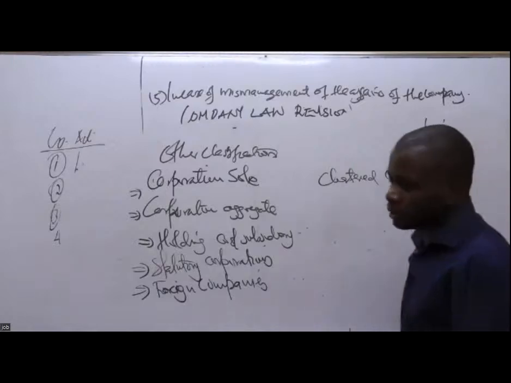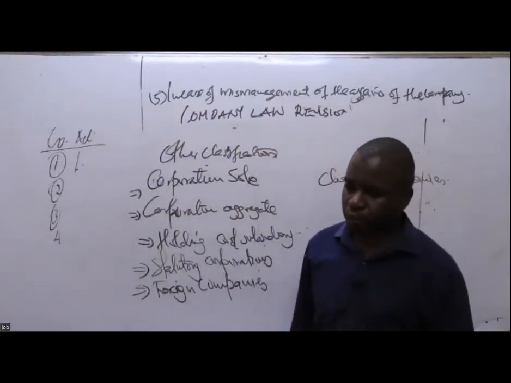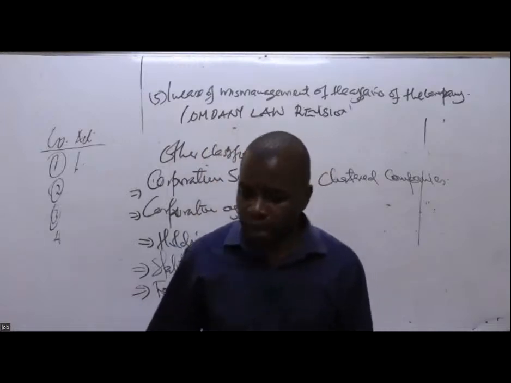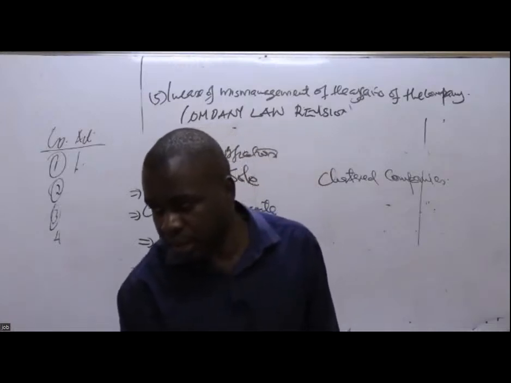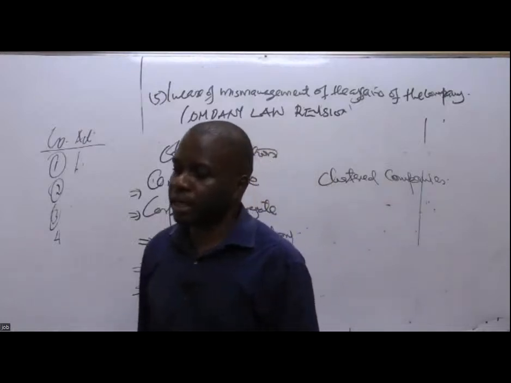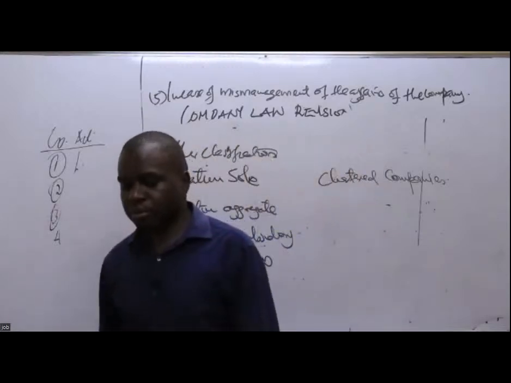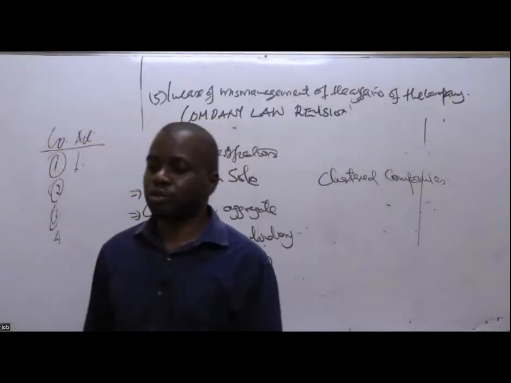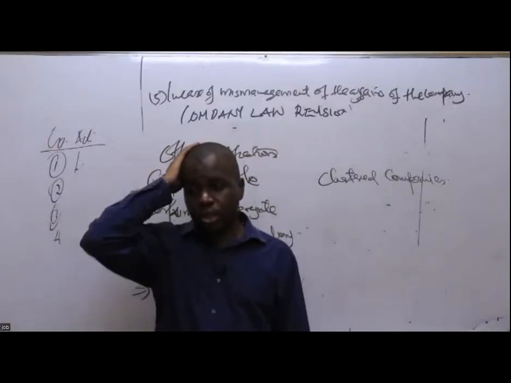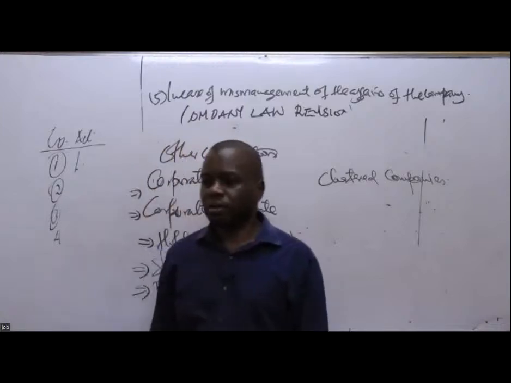So corporation sole, you can remember very well, like we said, a corporation sole is a type of corporation whereby it is a form of independent office that is normally held by a sole person, and there is what we call succession in the office. The example given is the office of the president, or maybe the office of the bishop. The office of the president will be held by a sole person, so it cannot be held by two persons. Only one person can hold that particular office.